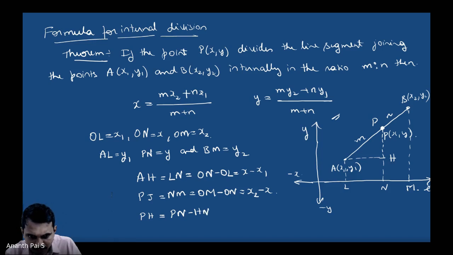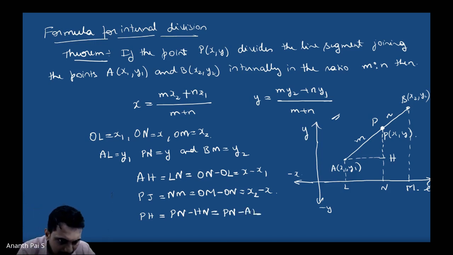I assume that you're understanding, Samarth. Okay, as I do, just see this first, later on you can ask. So PH is PN minus HN, that is equal to PN minus AL, correct? Now this would be equal to y minus y1.